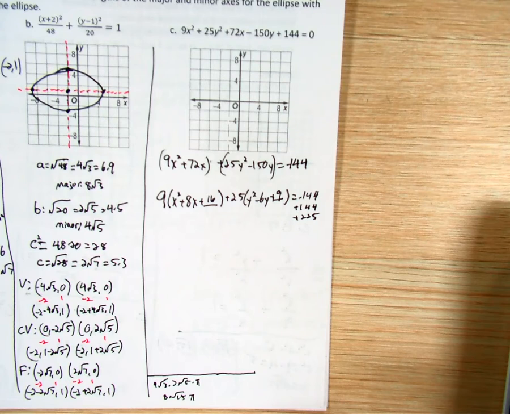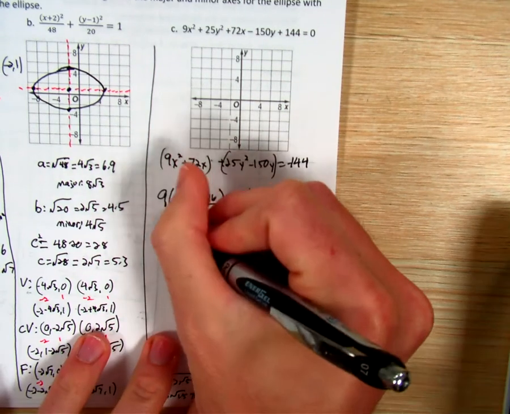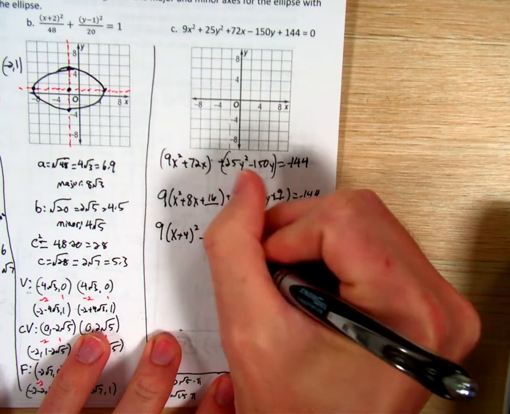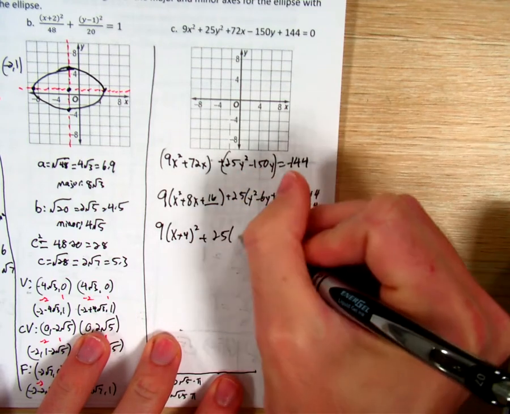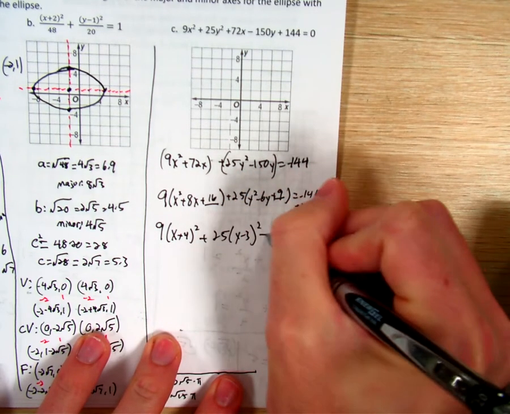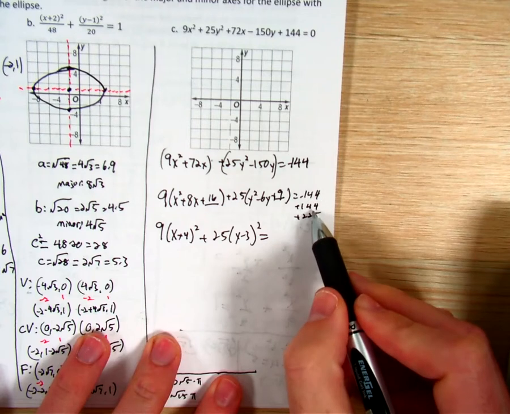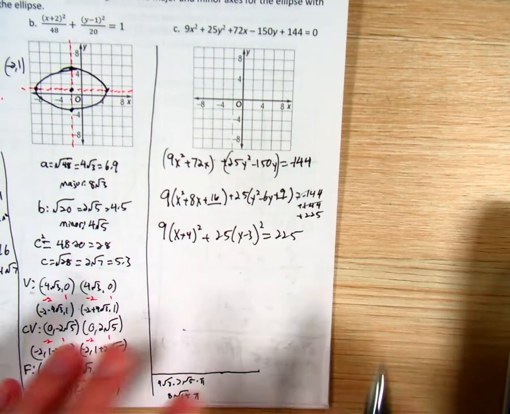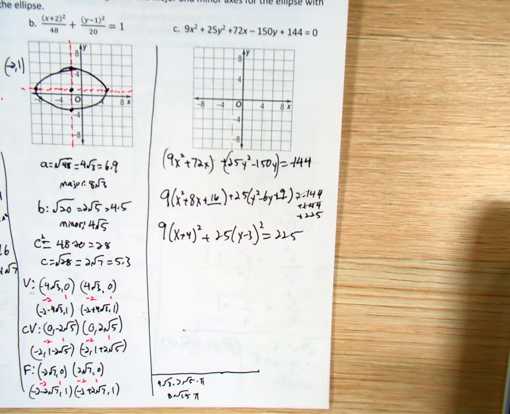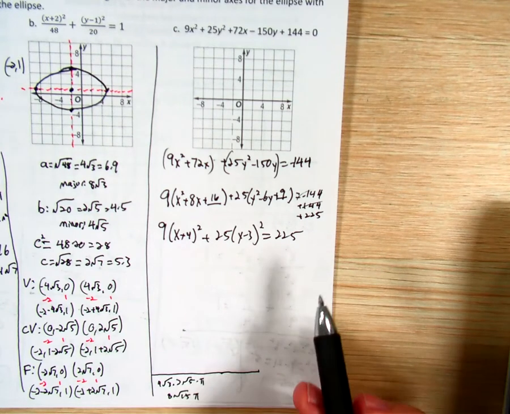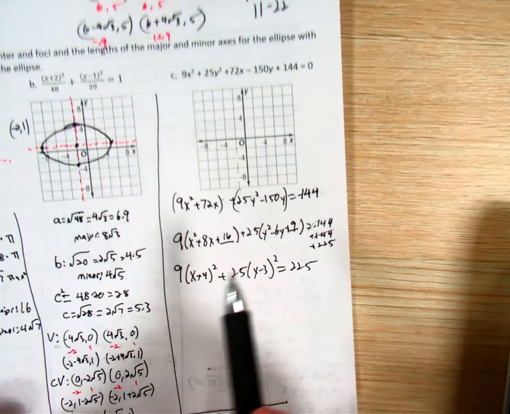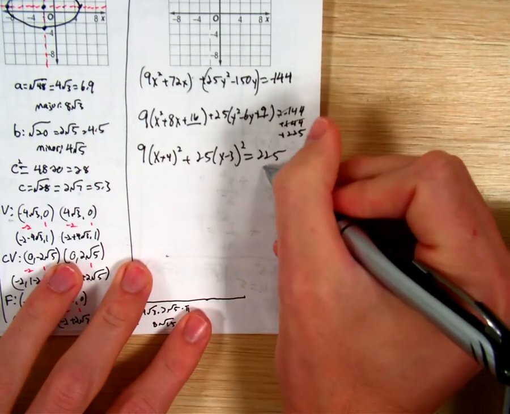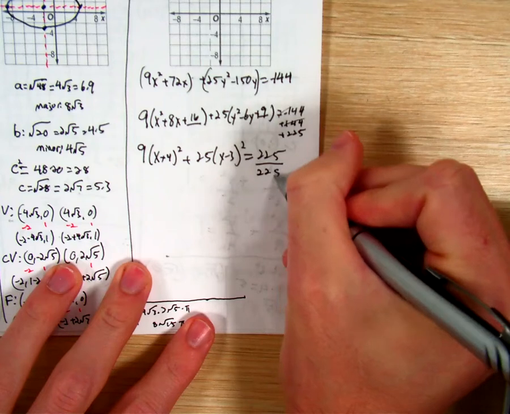Okay, so we complete our square. We got 9 times x plus 4 squared plus 25 times y minus 3 squared. The minus 144 and the plus 144 cancel out. 225. This looks pretty close, doesn't it? Okay. I know that standard form of an ellipse, we need it to equal 1. So let's divide everything by 225 so it equals 1 over here.